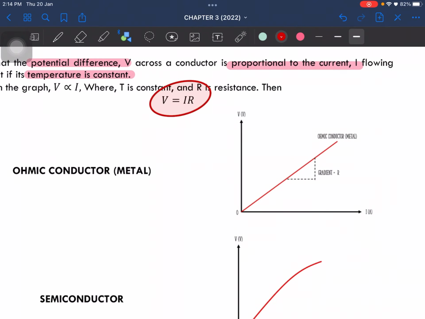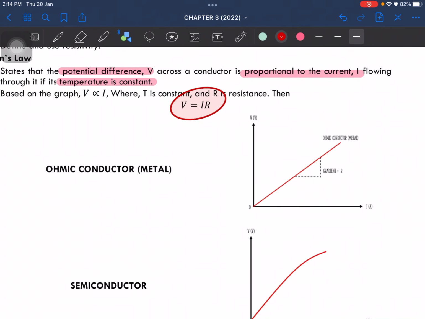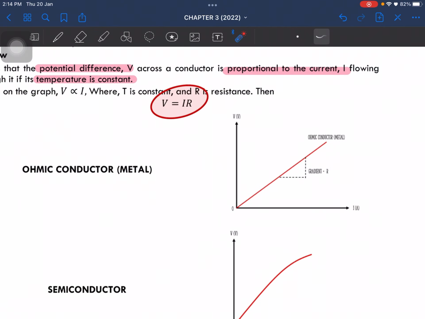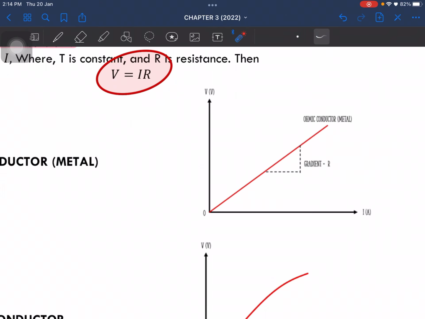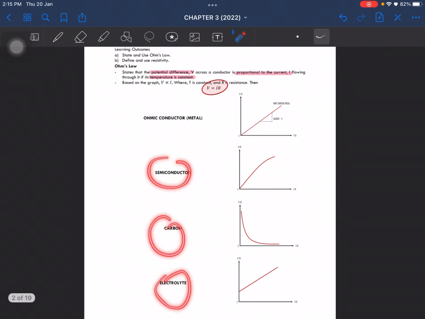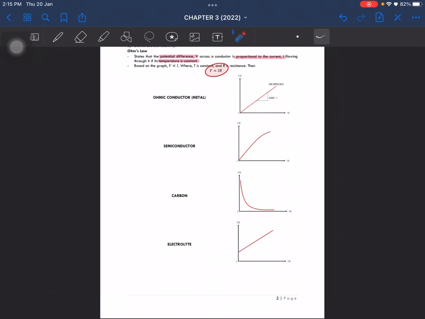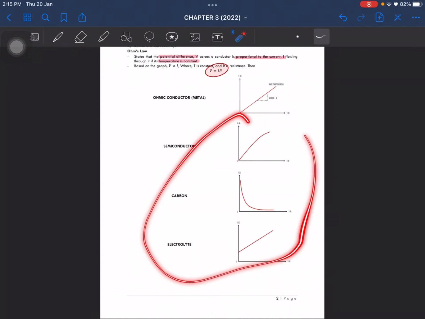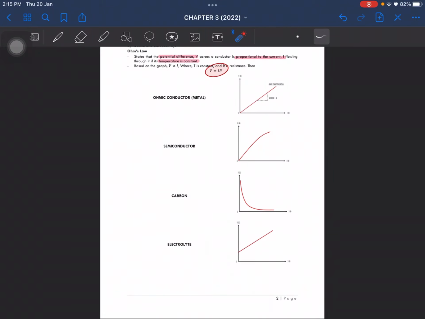All right, so this is an example. This is a graph of an ohmic conductor, for example, a metal. This is known as the conductor that obeys Ohm's law. For example, semiconductor, carbon, and electrolyte are non-ohmic conductors, meaning they do not obey Ohm's law. Hence, the resistance of these will only depend on the temperature.